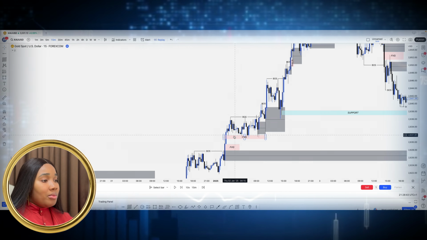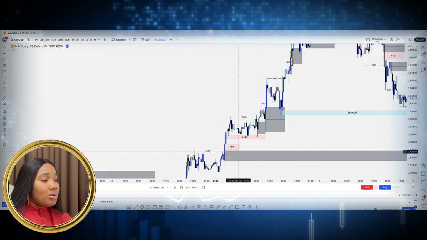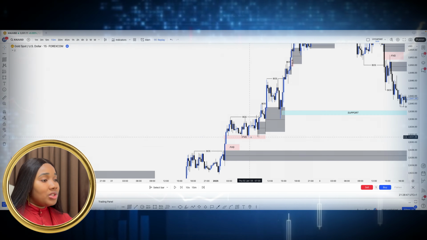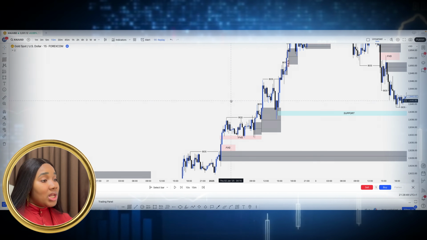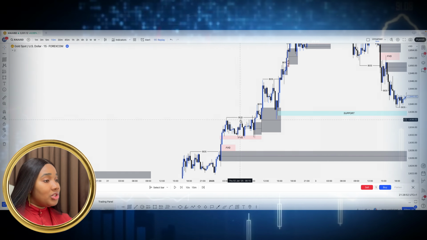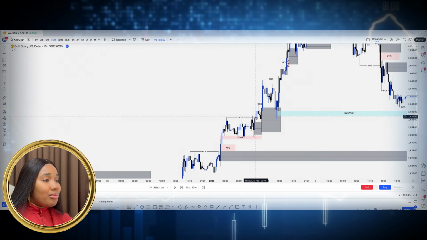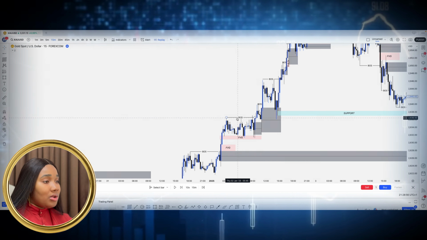Then from here, you can see instead of price coming back to this level, it reacted off this FVG here and continued to push up. So that's another point, price reacted off FVG. And now what do we have here? Another break of structure. You can see how tiny it is.